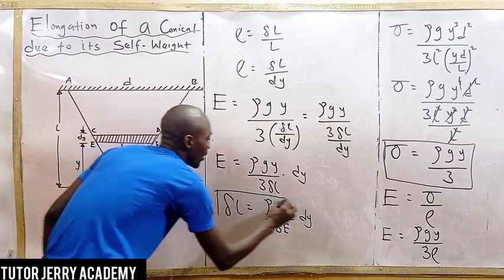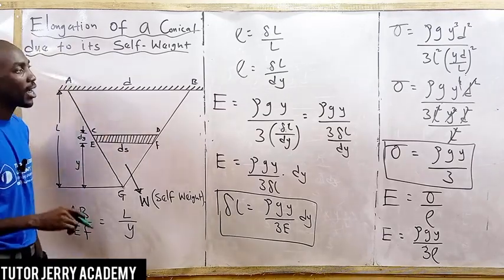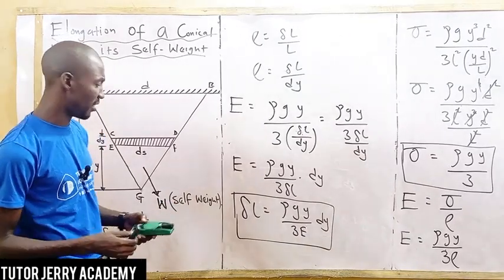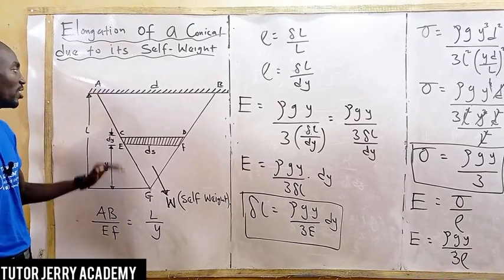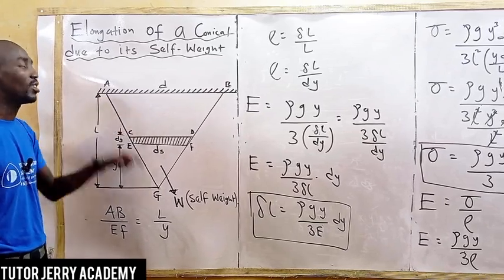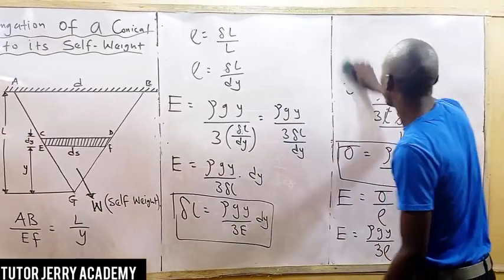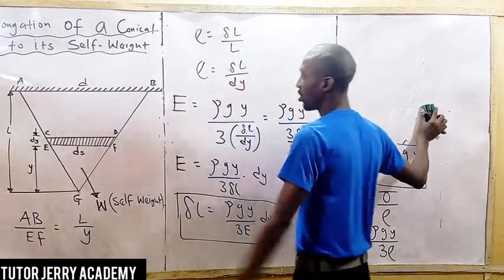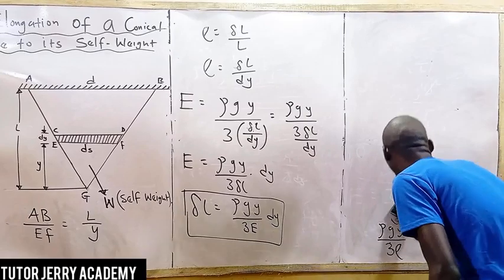So this elongation that you are seeing here is the elongation of the what? The differential element. Now that we have gotten the elongation of the differential element, we can therefore integrate from the bottom to the top. When we integrate this, we are going to get the total elongation of this conical bar. So we are integrating from 0 to L, because the total length is L. By the time we integrate that, we get the total elongation.